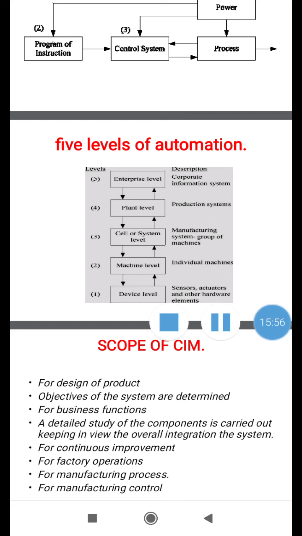Next one, for continuous improvement. What does continuous improvement mean? Here we improve the product continuously without any interruption. Basically it is an automated level. Here we can improve the operation of the process built into the system. Next one, for factory operations, that is to control the operations. Next one, for manufacturing process, as you know how to implement the manufacturing process in automation with the different levels and different elements. The last one, for manufacturing control, which also controls the manufacturing operation with the different control systems.